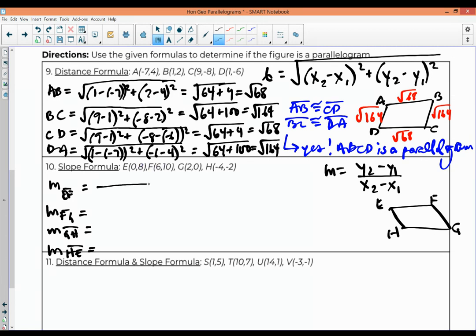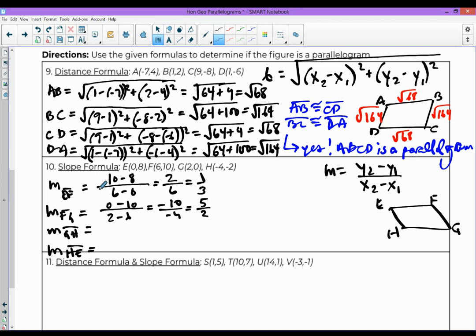So for EF, subtract my y's over subtract my x's. So that's 2/6, which is 1/3. Cool. FG, same idea. Subtract my y's, negative 10. I'll do the work, sorry. 0 minus 10 over 2 minus 6. Negative 10 over negative 4, which reduces to positive 5/2.